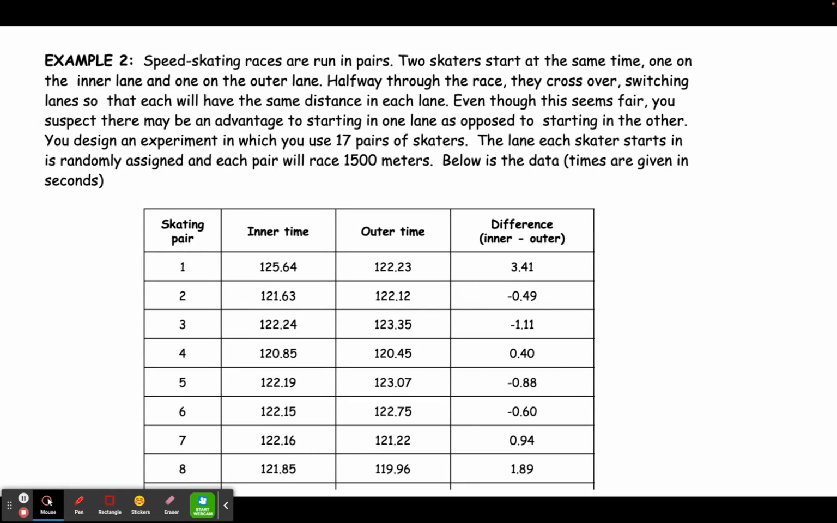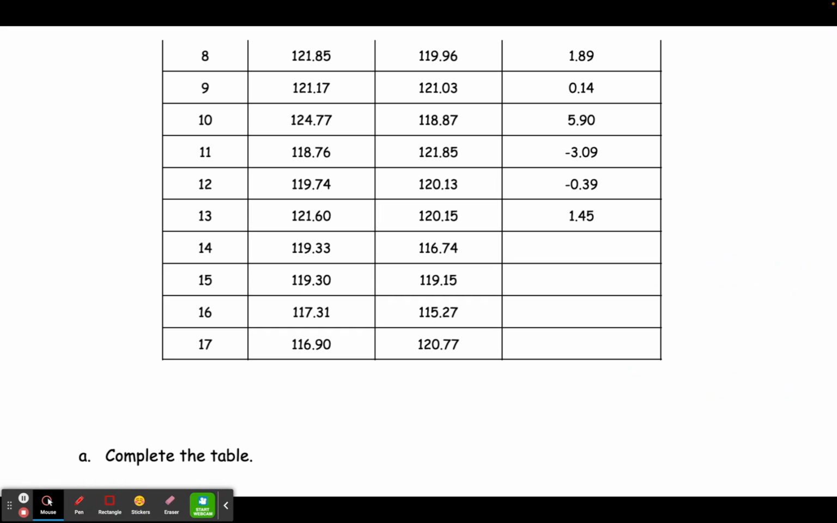And in this case, we gave you most of the differences. But let's just note in the margin here that this first row indicates that the inner lane was the slower skater. The negative differences indicate that the inner lane was the faster skater. We didn't have any zeros in this case. There were no ties in the race. In your notes there, section A, the first thing they want you to do is to complete the table. So notice in each case we're doing inner minus outer, so just be sure that you're subtracting in the right direction so that you get the correct sign on each of those differences.